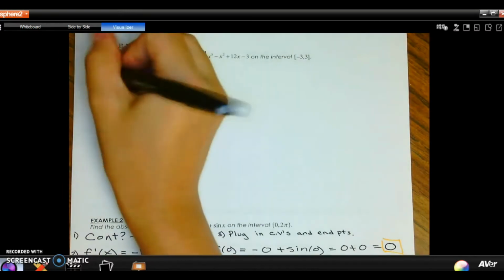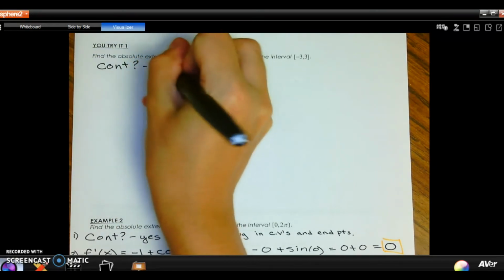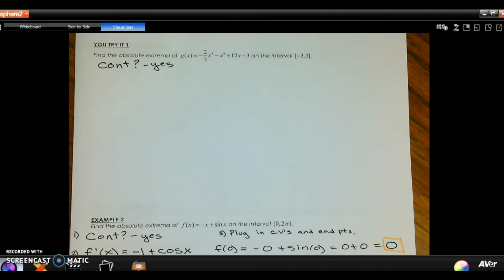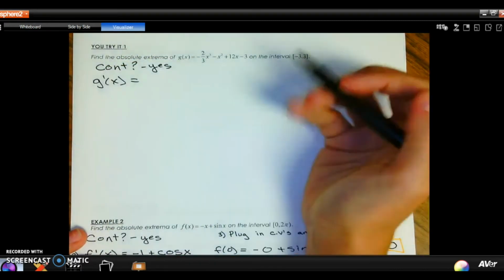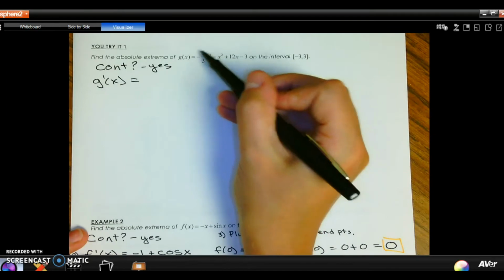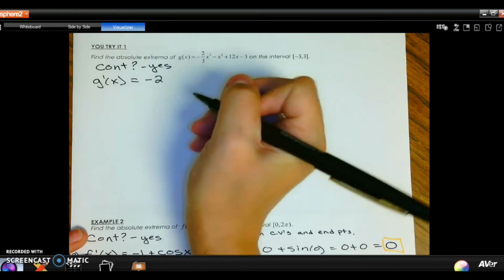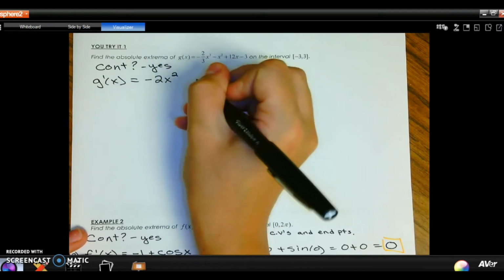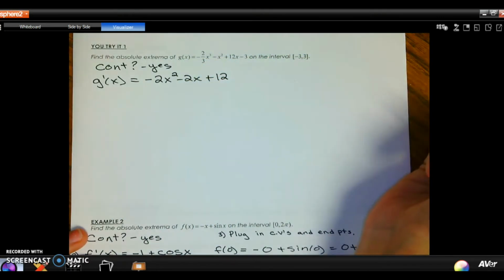So that is continuous. I'll just write continuous, question mark, and I'm going to say yes. Okay, so that thing is going to be continuous. And now we're going to take the derivative. So g prime of x equals, this is going to be a simple power rule derivative. So this times this is 6 divided by 3 is going to be 2, but it's negative. So we get -2x squared minus 2x plus 12 as my derivative.